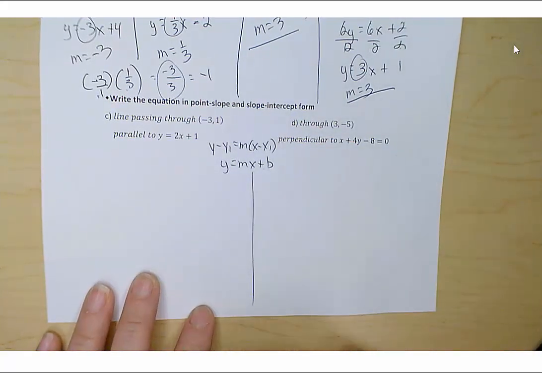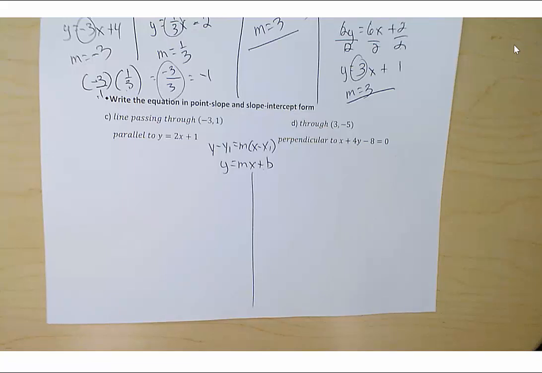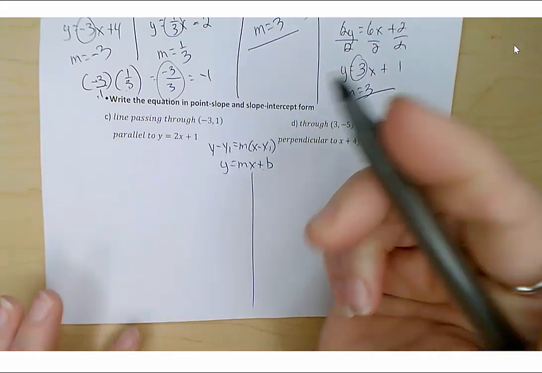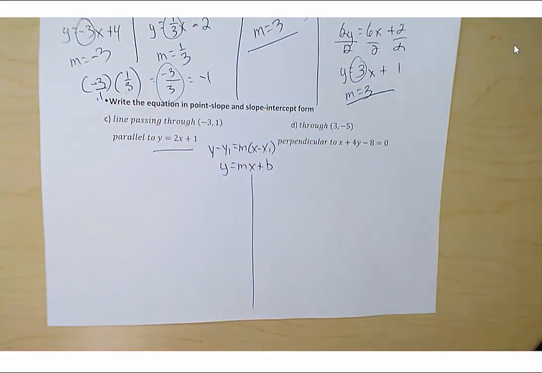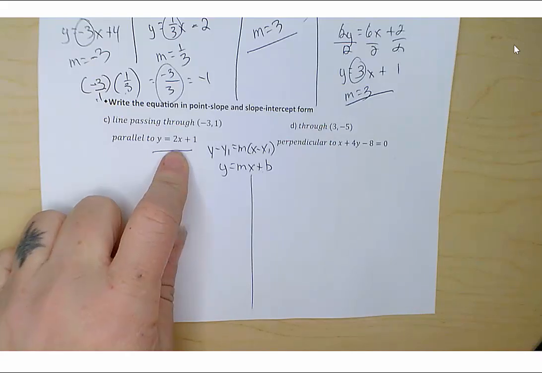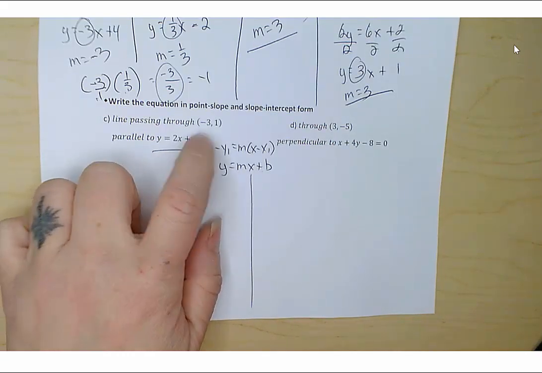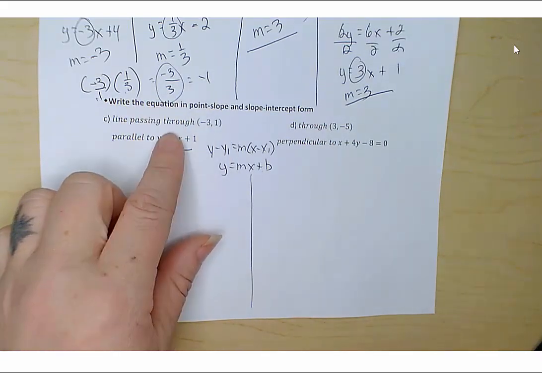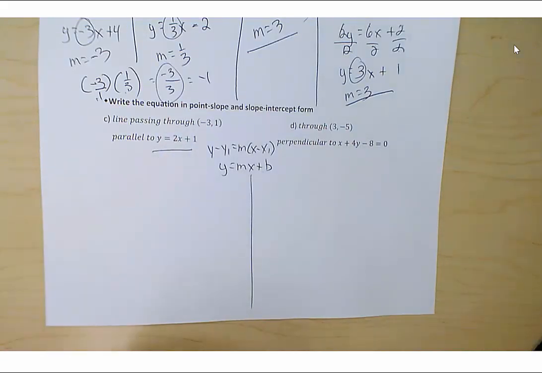So first, let's take a look at example C. Example C tells us that we have the line passing through the point negative 3, 1, and that our line is parallel to this one here. So this is not the equation of our line. We are told our line goes through this point and is parallel to this equation here.